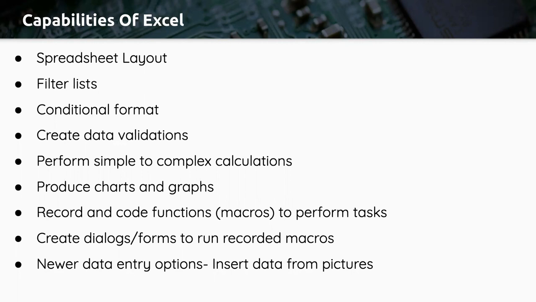But if we start to harness some of those capabilities and we move down this list, we can start filtering these lists. We can start putting formatting on certain cells that are conditional on certain criteria. We can start creating what we call data validations and drop downs and really start to limit how the user uses that spreadsheet.